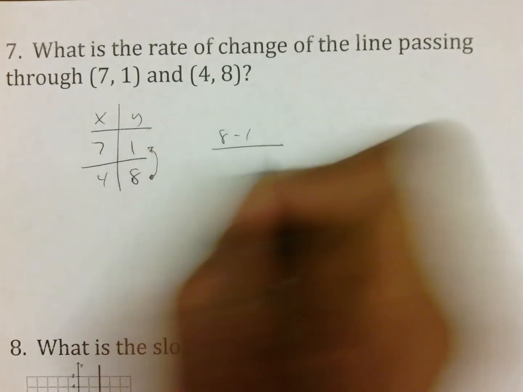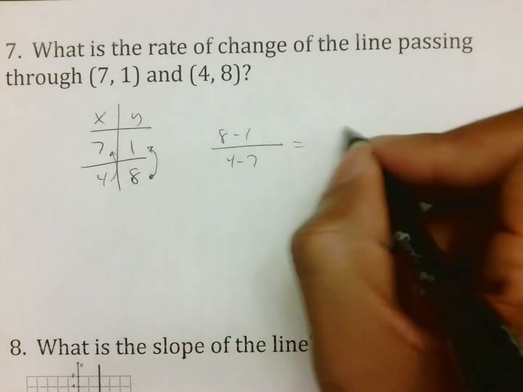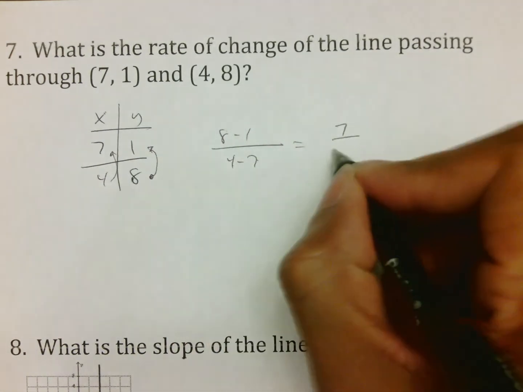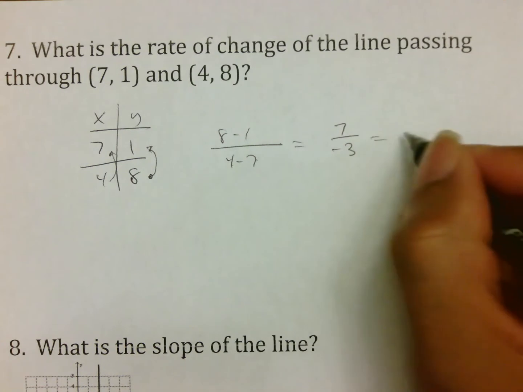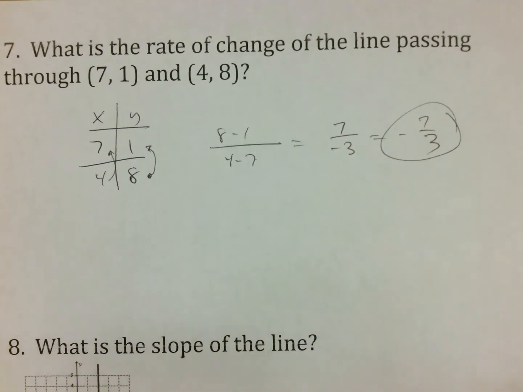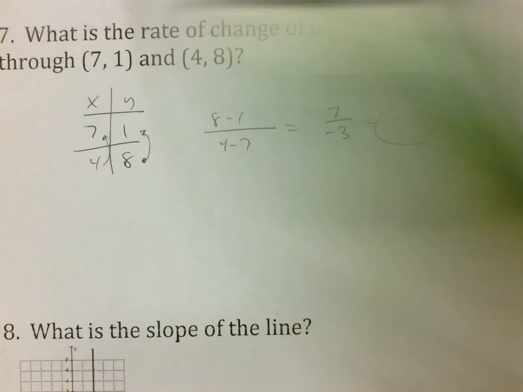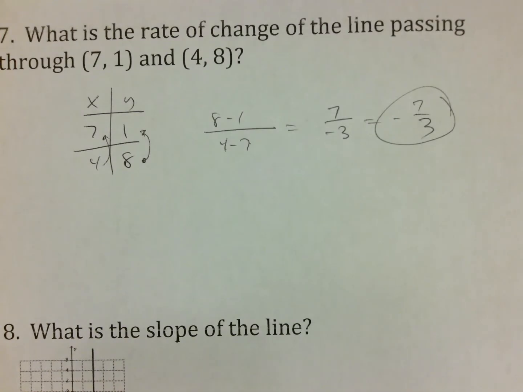So 8 minus 1 on top, 4 minus 7 on the bottom. 8 minus 1 is 7, 4 minus 7 is negative 3. You can write it as negative 7 over 3, but bottom line, there's nothing you can do to reduce 7 over 3. And the proof is in the fact that you can type it into your calculator and see that 7/3 does not reduce. But that is it.